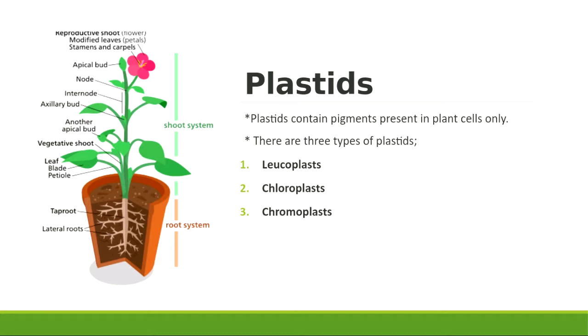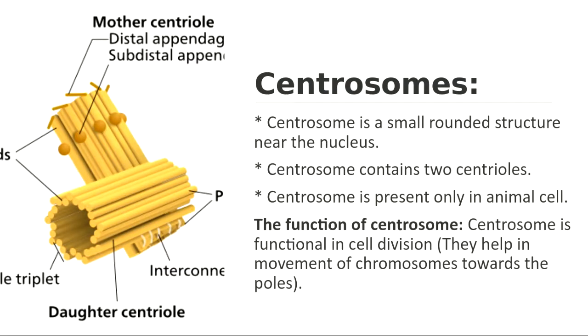Now these are the plastids: the leucoplast, chloroplast and chromoplast. Chromoplasts are the colored part of the plant. Now we are coming to another part of the cell, that is the centrosome. Centrosome is a small structure near the nucleus. Centrosome contains two centrioles. Centrosome is present in the animal cell.